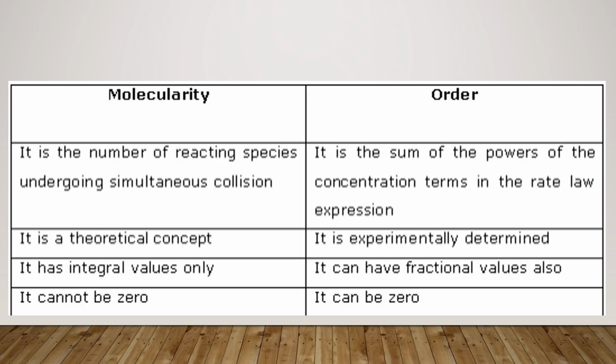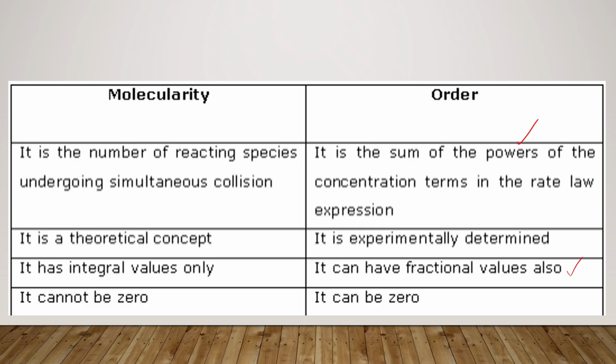So to sum up, this table compares the essential differences between molecularity and order. We saw that molecularity is a theoretical concept which is arrived at by just adding the number of reactant species colliding simultaneously in an elementary reaction, whereas order refers to the sum of the powers of the concentration terms in the rate equation. Since the number of reactant particles cannot be fractional, molecularity can only have integral, whole number values, whereas order can have fractional values as well.